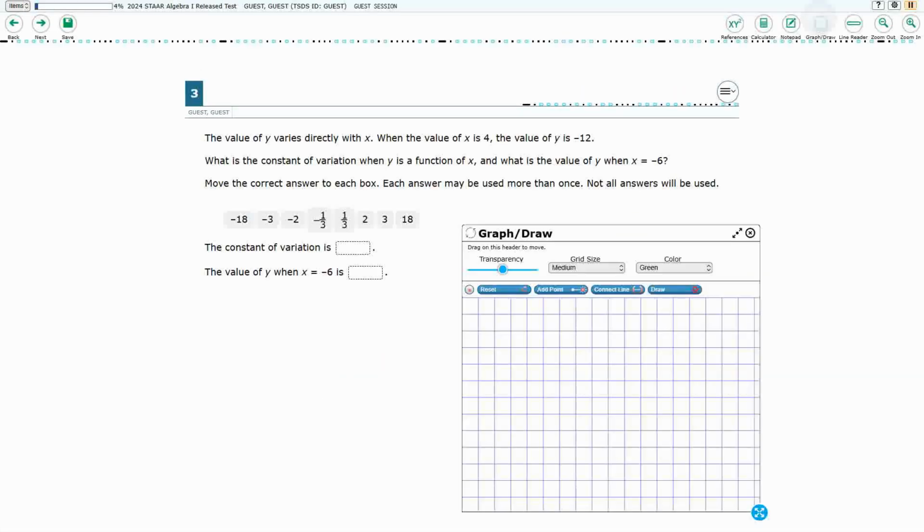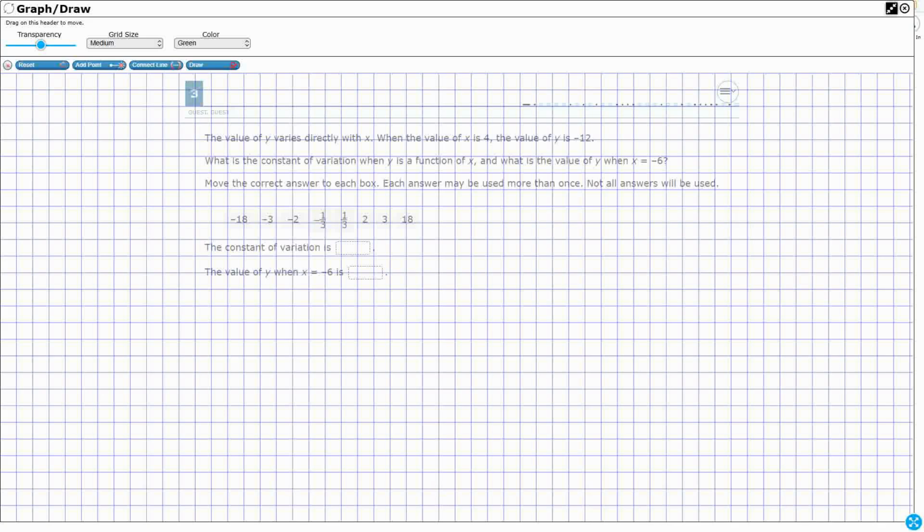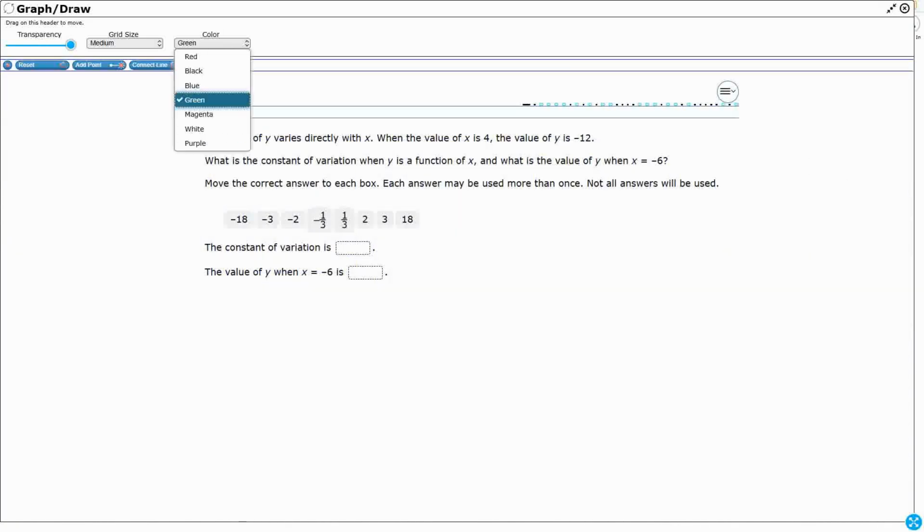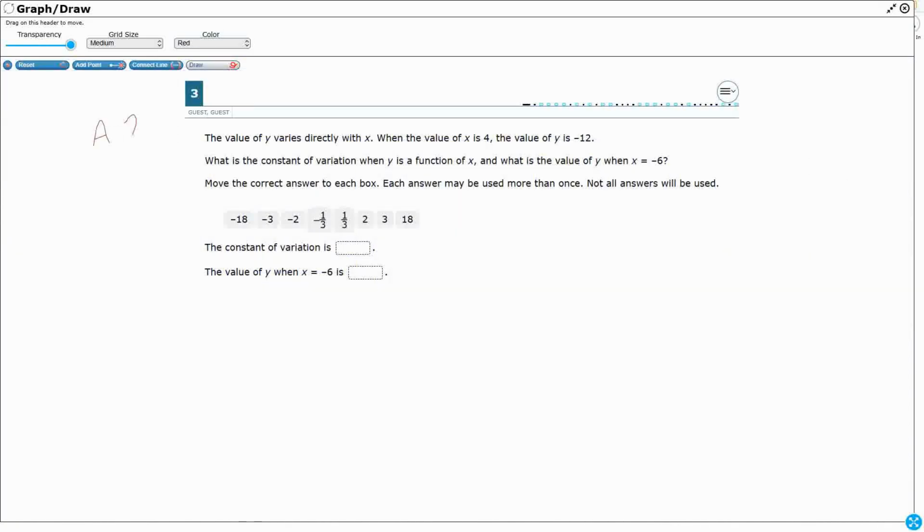For number 3, we are looking at direct variation. This is standard A.2b. And we've got a drag and drop. So this is a 2-point item. We need 1 correct answer in each one. And each answer might be used more than once, or they might not be used at all.